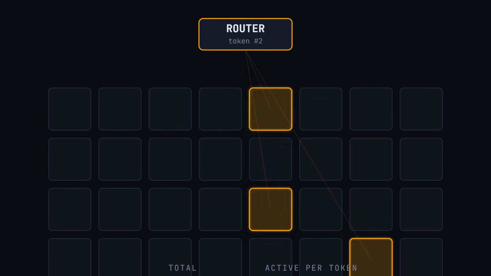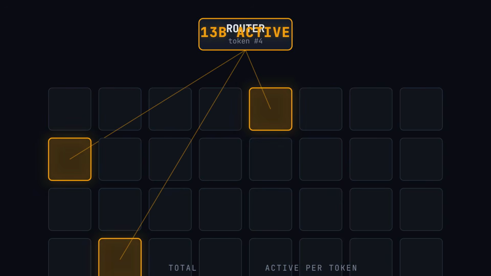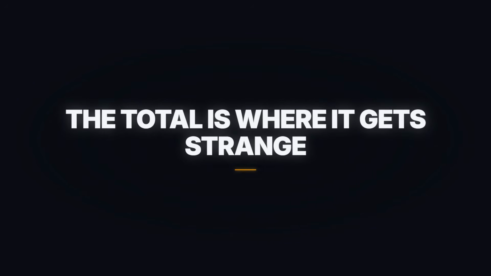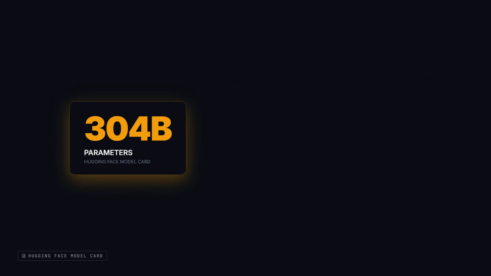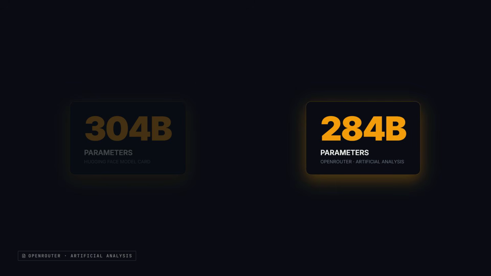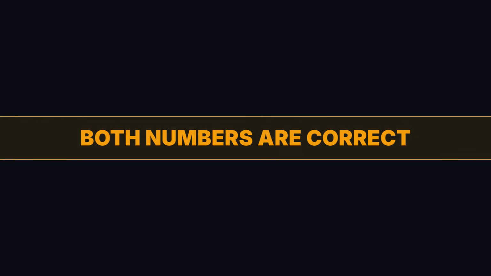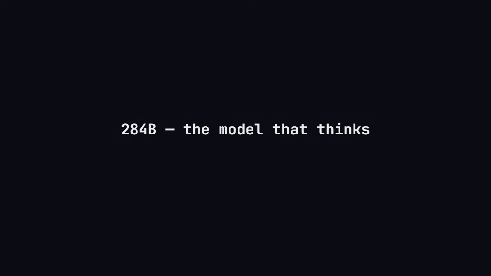Of the full parameter count, only 13 billion parameters are active for any given token. The total is where it gets strange. The Hugging Face model card says 304 billion parameters. OpenRouter and Artificial Analysis both say 284 billion. Both numbers are correct. The model itself is 284 billion.